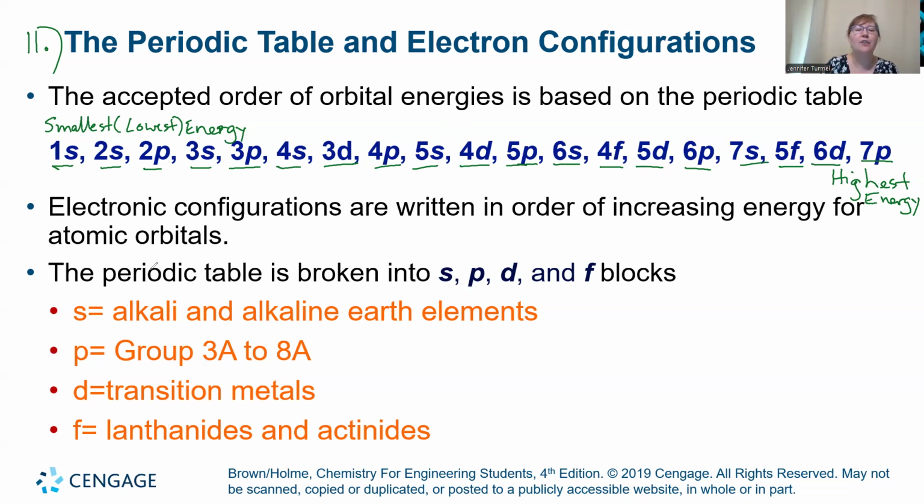Electron configurations are written in order of increasing energy for the atomic orbitals. So that's why things are out of order. Now, the periodic table is broken into S, P, D, and F blocks. The S orbitals are the alkali and alkaline earth elements. The P orbitals are group 3A to 8A, and you'll see that on the periodic table on the next slide. The D orbitals are our transition metals, and the F orbitals are going to be filled by our lanthanides and actinides.